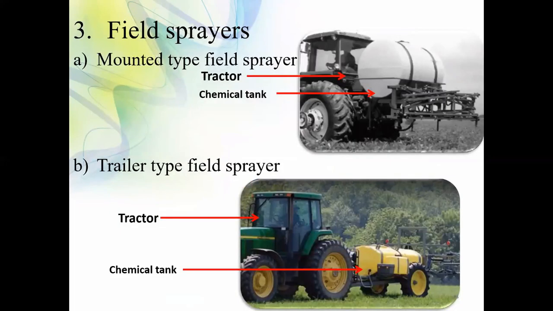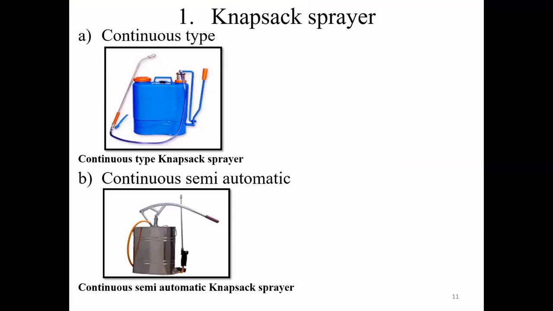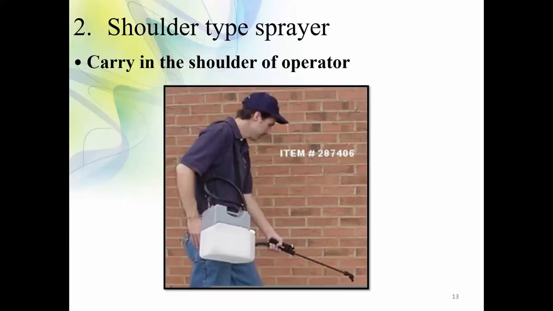And I want to say something regarding this. In case of knapsack sprayers, we categorize them into 4 subcategories. The first one is the continuous type, the second one is continuous semi-automatic, the third one is compression, and the fourth one is power sprayers. In case of continuous sprayers, now I will continue after seeing the pictures of knapsack sprayers.